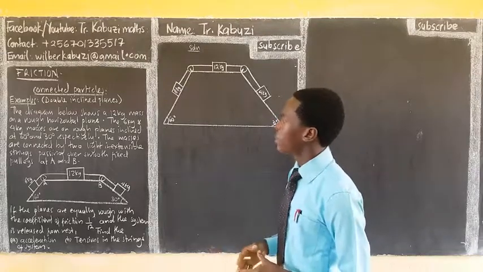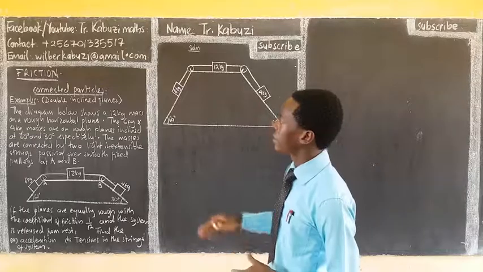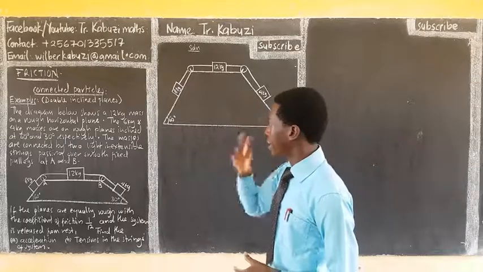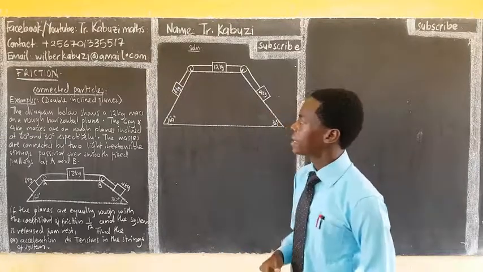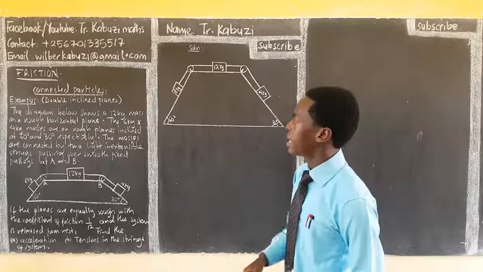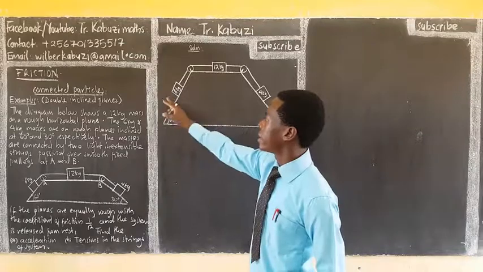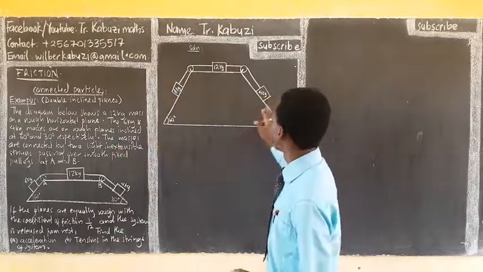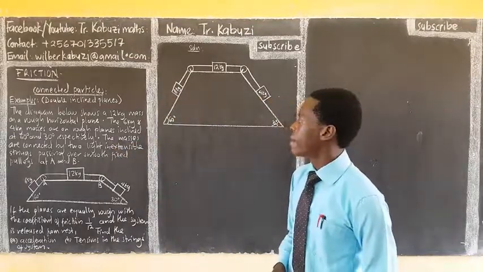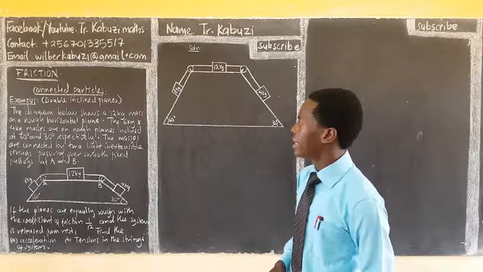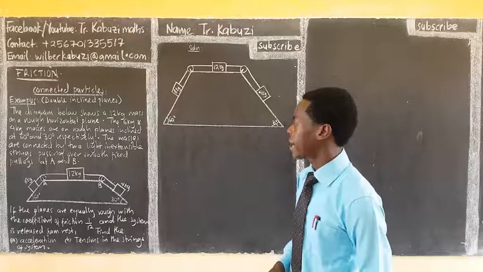Okay, the diagram below shows a 12 kilogram mass on a rough horizontal plane. The 6 kilogram and the 4 kilogram masses are on rough planes inclined at 60 and 30 degrees respectively, meaning the 60 goes with this 6 and then the 4 goes with the one which is 30. The masses are connected by two light inextensible strings passing over smooth fixed pulleys at A and B as shown in the diagram below.